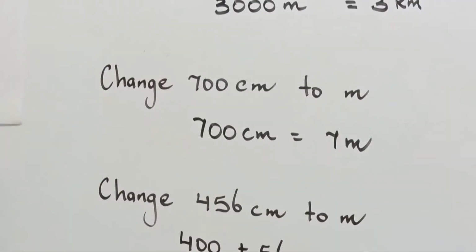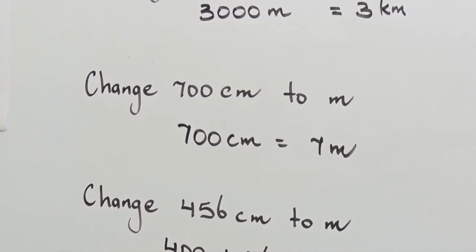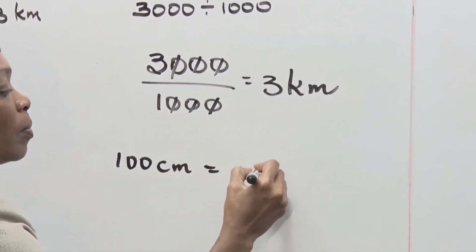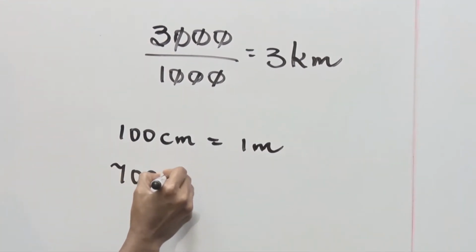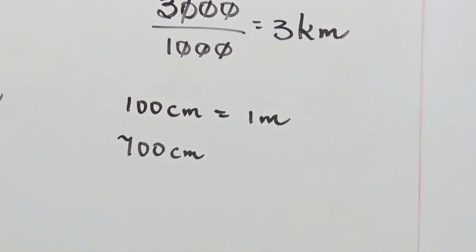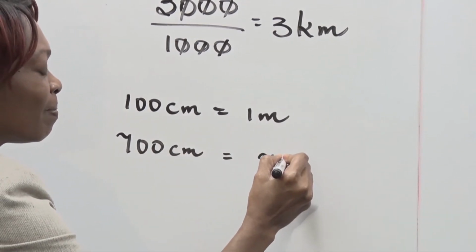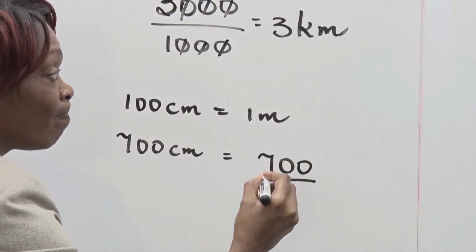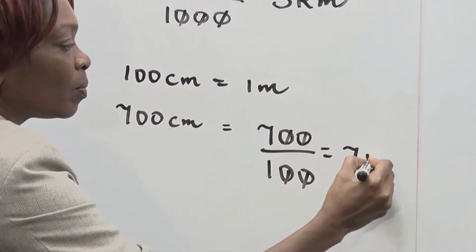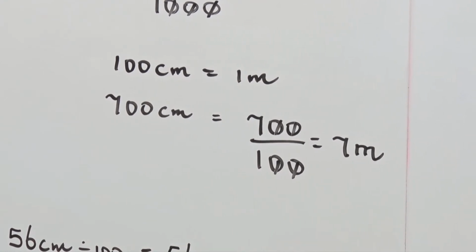Change 700 centimeters to meters. What do we know? We know that 100 centimeters is equal to 1 meter. What about the 700 centimeters? How are we going to get the 7 meters? Yes, we are going to divide. Let's go. So 700 centimeters is equal to 7 meters.